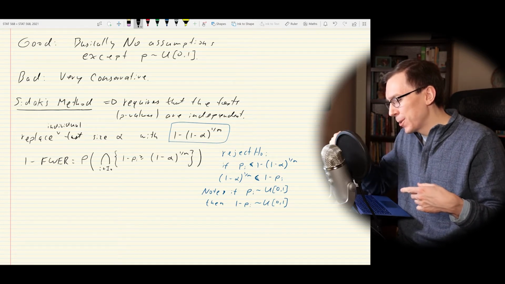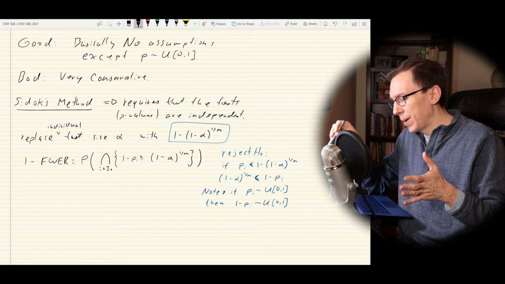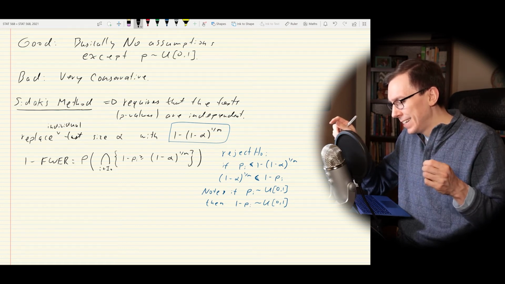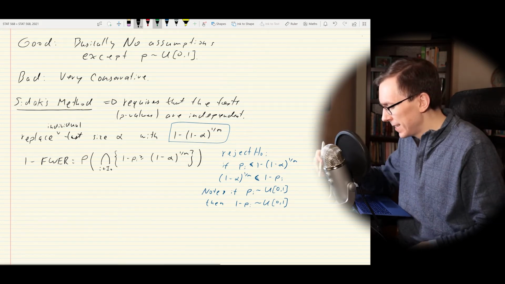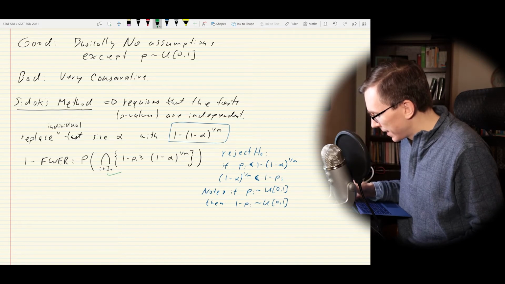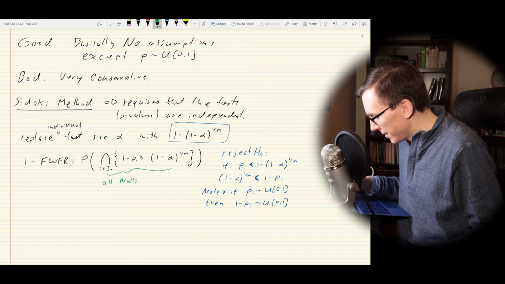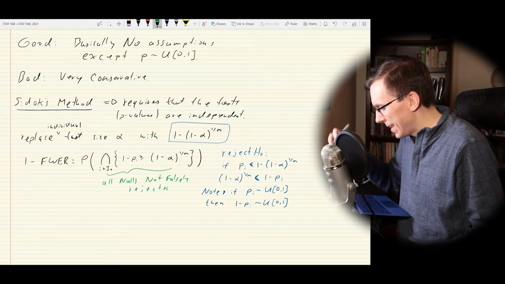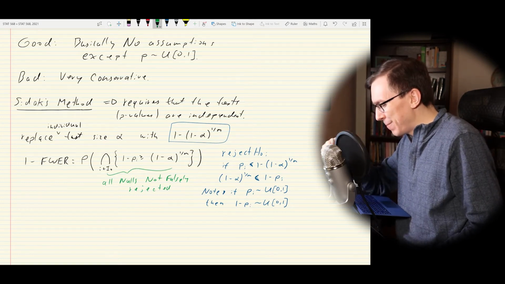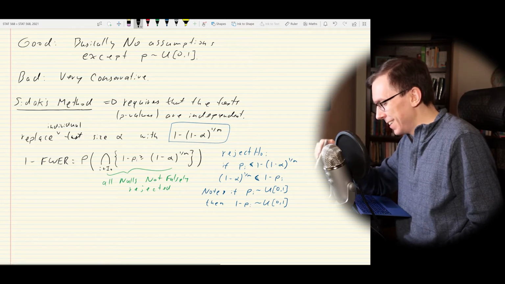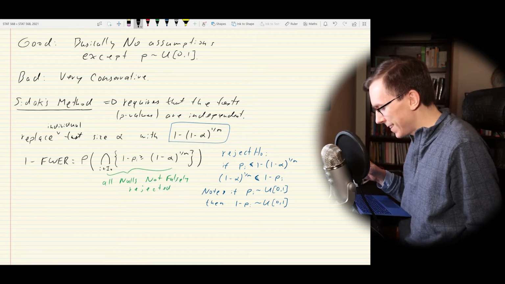In this case, we're doing the intersection. So 1 minus the family-wise error rate is the probability that, in some sense, none of the nulls are falsely rejected. So this is mathematically equivalent to saying all nulls are not falsely rejected, which feels a little bit like a double negative, or maybe even a triple negative: null, not reject, and falsely. But yeah, all nulls are not falsely rejected is perhaps the easiest way to say that in words.